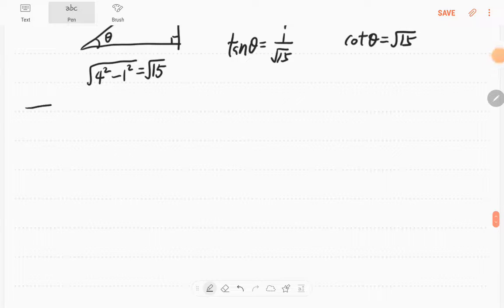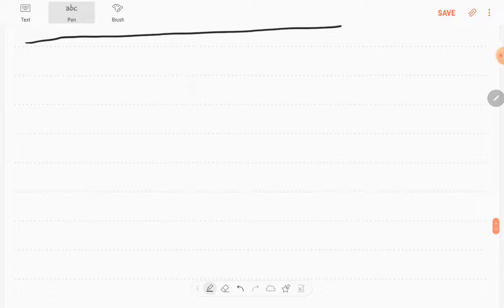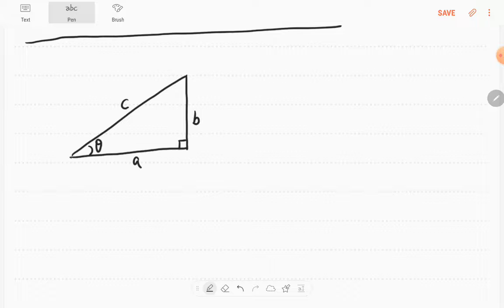Now let's look at another right triangle. This is the right triangle. If this side is A, this is theta, and if this side is B, and this side is C. And we notice that since this is a right triangle, this is 90 degrees.